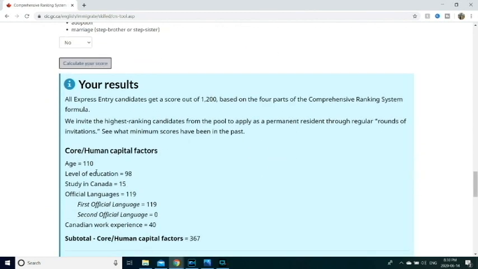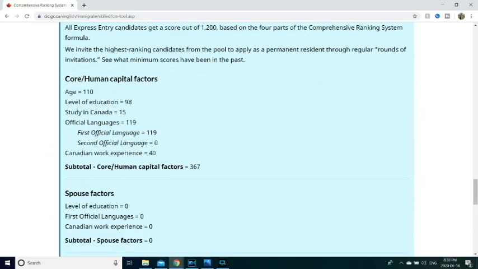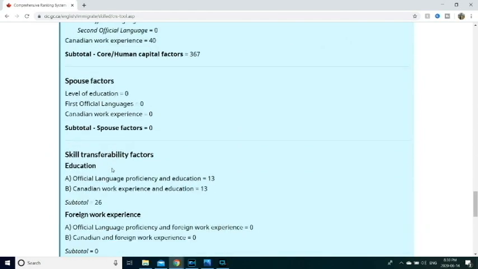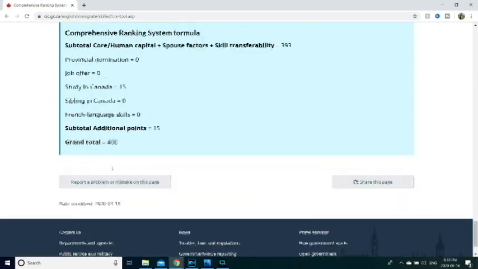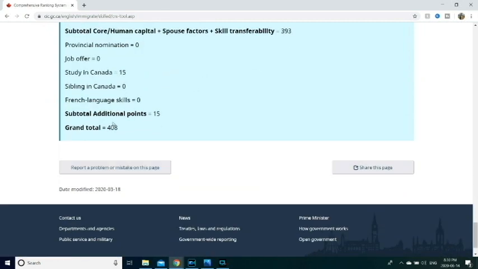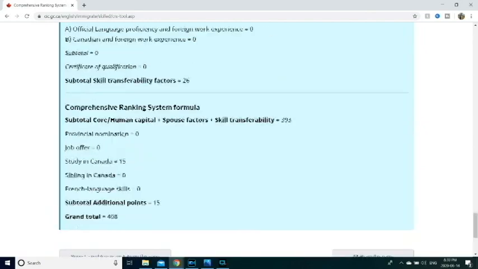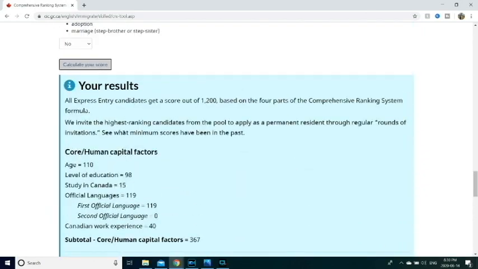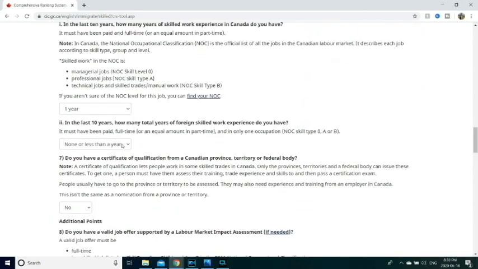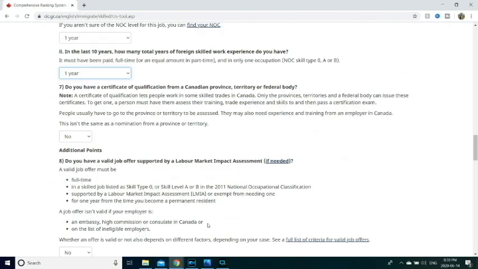Now calculate your points. Because you're young, you got 110 for education, age, then official language and all that. Let's go to the total. So now you got 408 after doing your PG diploma and 1 year job in Canada, having no work experience back home. Okay, now let's run a scenario where you have 1 year experience back home.